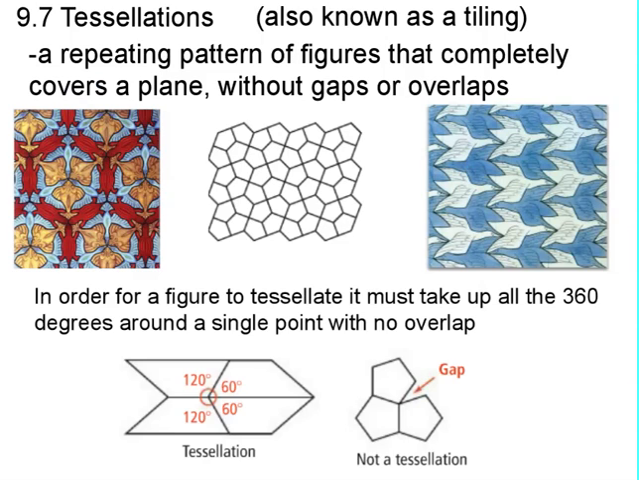Okay, almost done. This is 9-7, this is tessellations. So basically a tessellation is just a repeating pattern of figures that completely covers a plane without gaps or overlaps. So if you look, there's no spaces in any of these examples, and all together, it should form 360 degrees. Okay, and there's a gap here, so that would not be a tessellation. And there's also no overlapping.